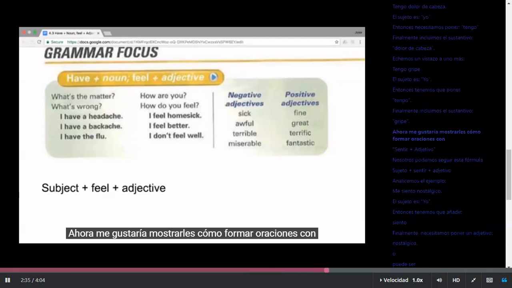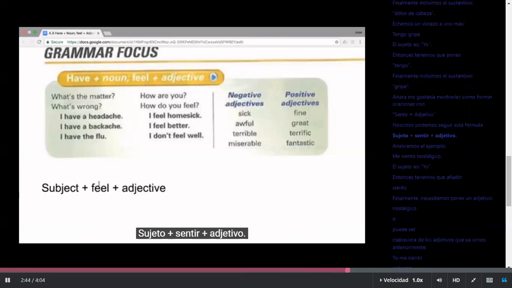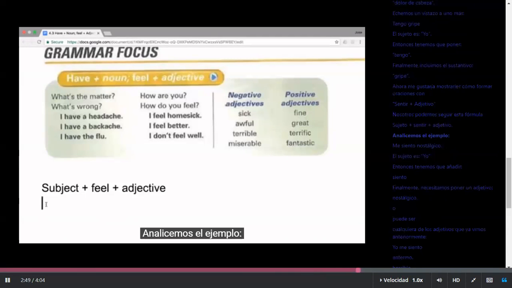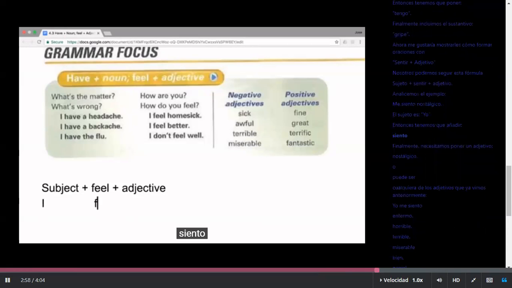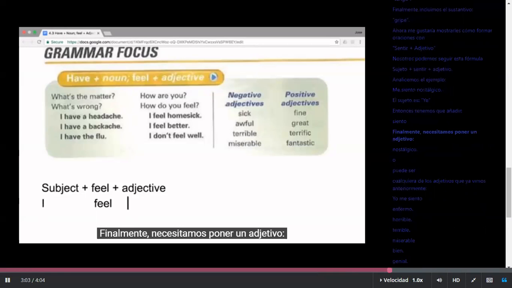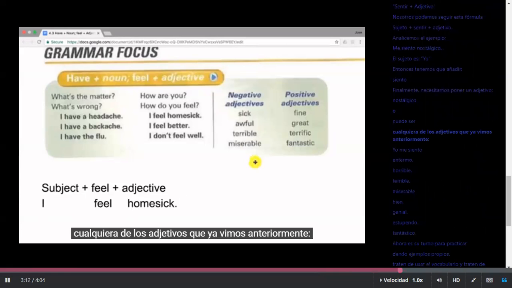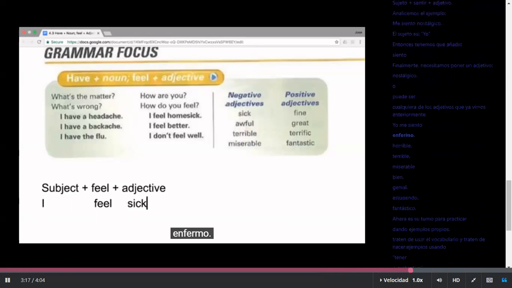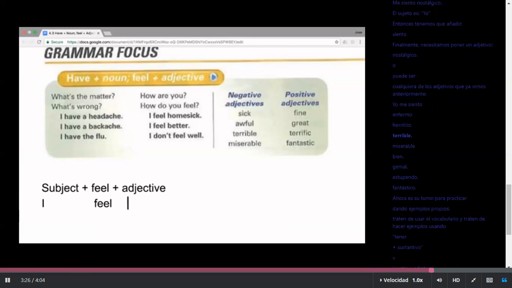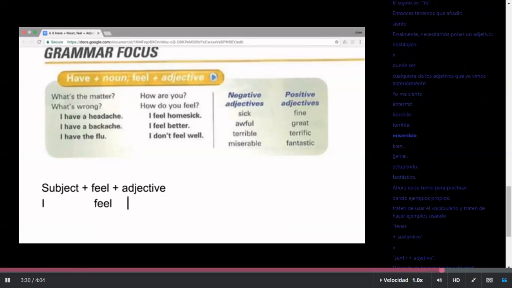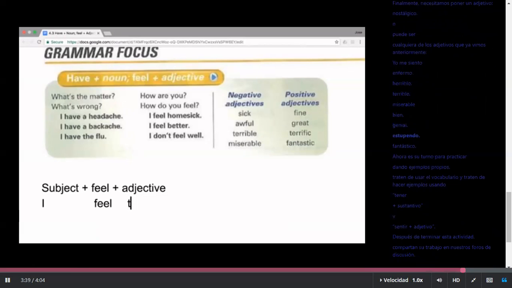Now, I would like to show you how to form statements with feel plus adjective. We can follow this formula, subject plus feel plus adjective. Let's analyze the example, I feel homesick. The subject is I, then we need to add feel. Finally, we need to put an adjective, homesick, or it can be any of these adjectives towards the right. I feel sick, awful, terrible, miserable, fine, great, terrific, fantastic.